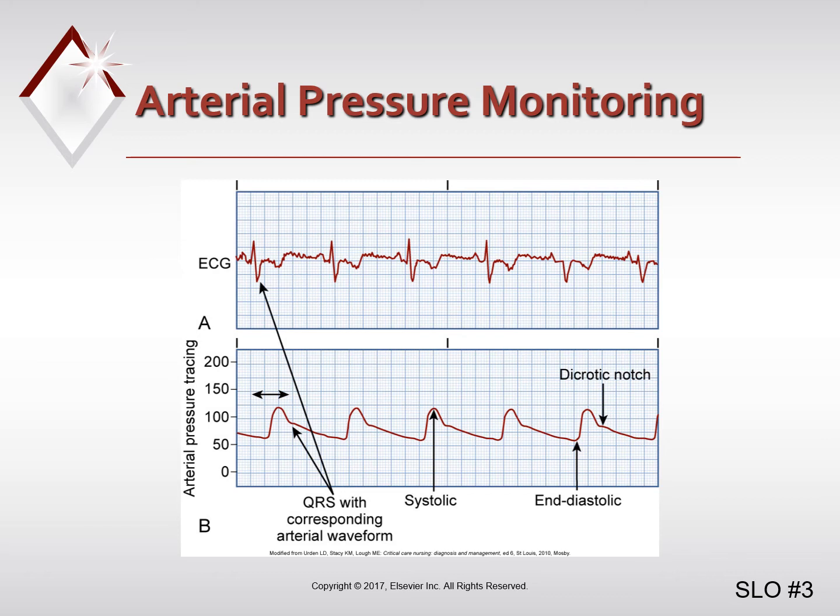So going back to another tracing of our arterial pressure, we have our dicrotic notch, so we get our systolic and our diastolic, and again, this is the most accurate, and it should correlate with the patient's EKG as well. So when you're looking at the QRS, that very last point of the S should match up with that dicrotic notch.